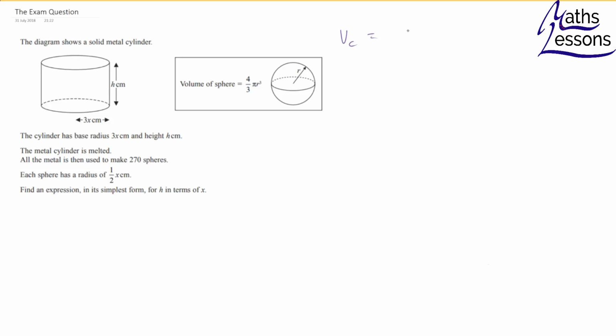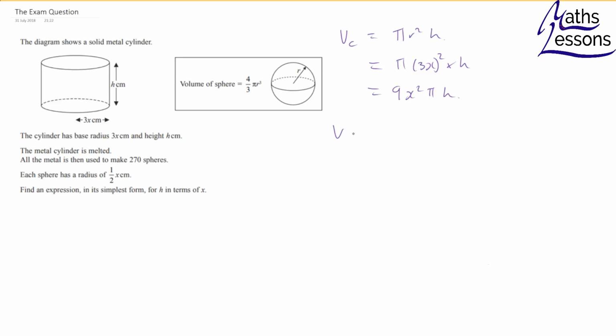The volume of the cylinder, as we should know by now, is equal to pi r squared h. So in this case, it's going to be pi, and remember, we square the whole of 3x. So the volume of our cylinder is going to be equal to 9x squared h. And the metal cylinder is melted, and all this metal is used to make 270 spheres. So let's find the volume of one sphere.